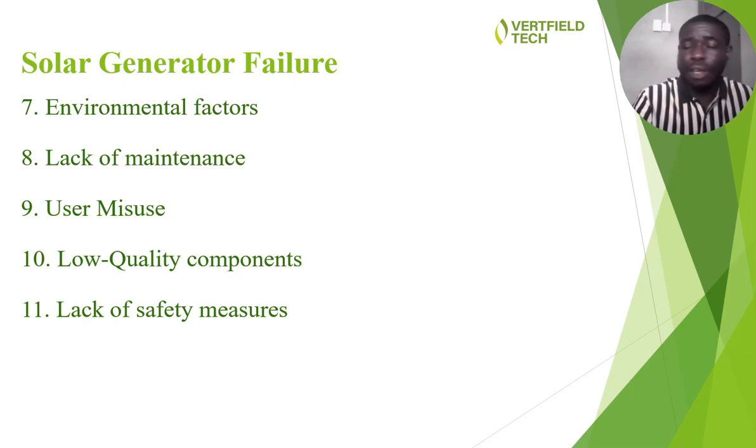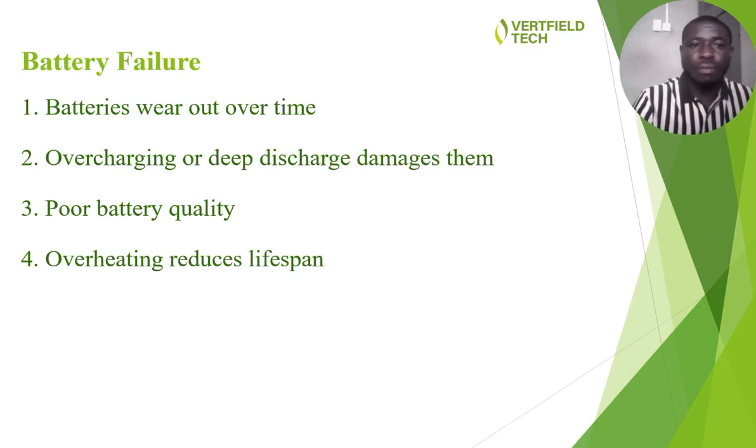Lack of maintenance can lead to failures. User misuse can also lead to failures. Low quality components: when you make use of low quality components, you should know that your solar generator will definitely fail. Lack of safety measures will also lead to the failure of your solar generators. There are a whole lot of things that could lead to what we refer to as solar generator failure.